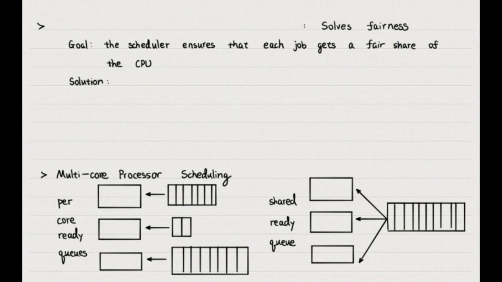Next, let's look at how to solve the fairness goal. Our goal is to ensure that each job gets a fair share of the CPU. In other words, we want jobs with longer runtime to run less frequently and jobs with shorter runtime to run more frequently. Our solution is to assign a weight to each thread.